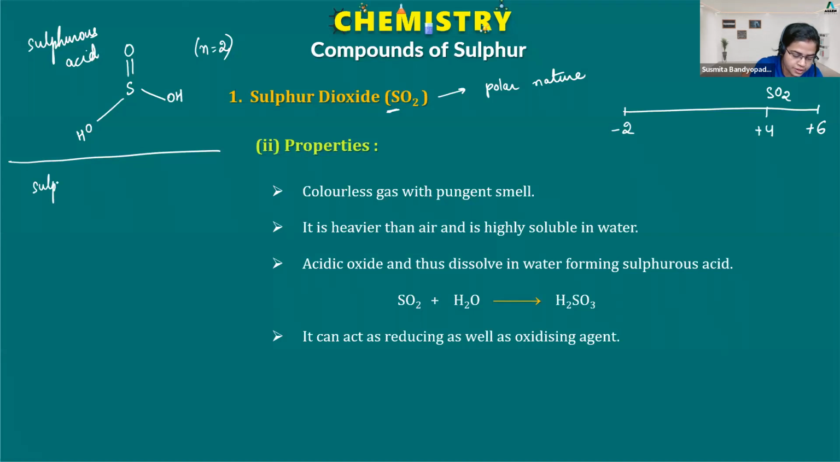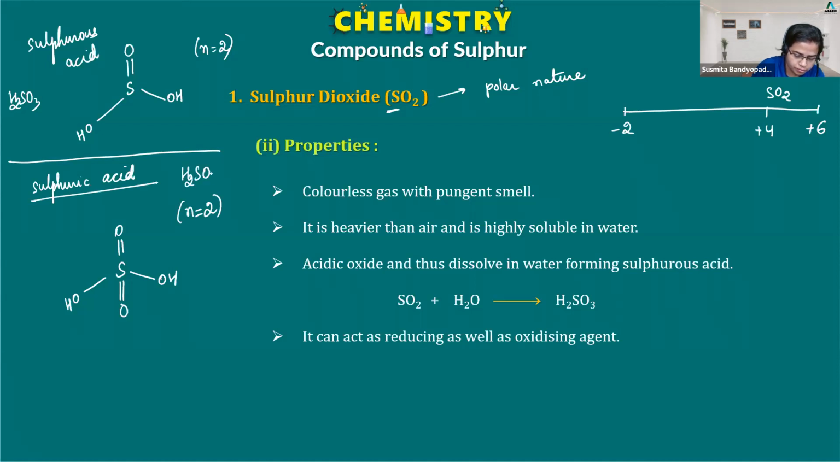Sulfuric acid also I'll draw. It's an easy one. Everyone understood? This is H2SO3. Sulfur can expand its octet, not a problem. 1, 2, 3, 4, 5, 6, 7, 8, it can expand its octet. In either case, the hydrogens are directly bonded to a highly electronegative oxygen atom. Fine, everyone understood?